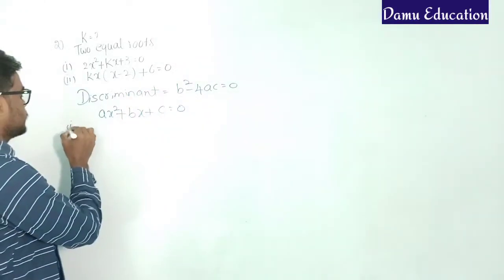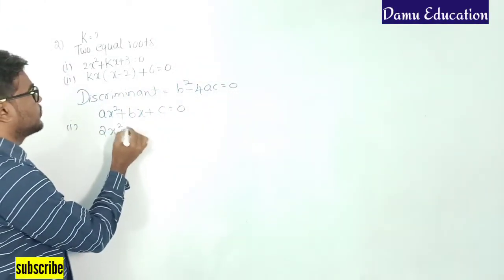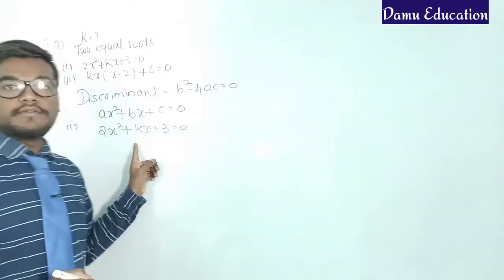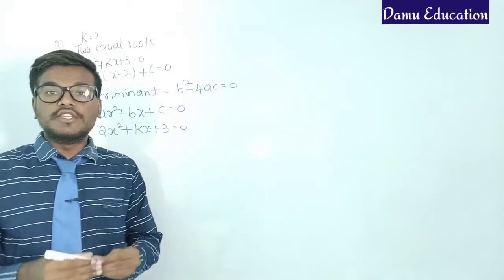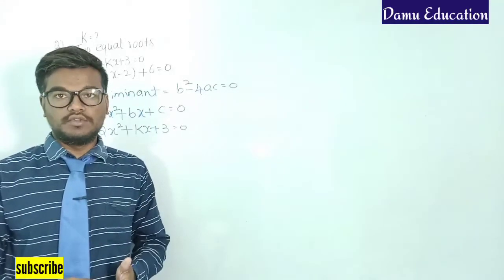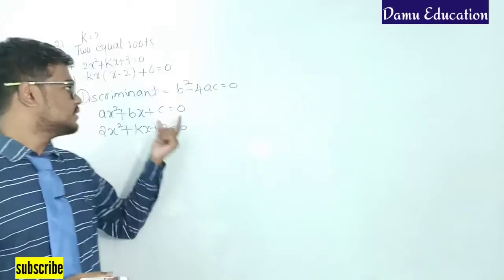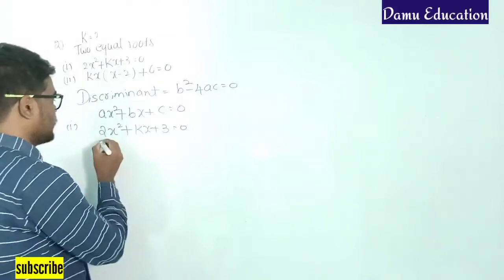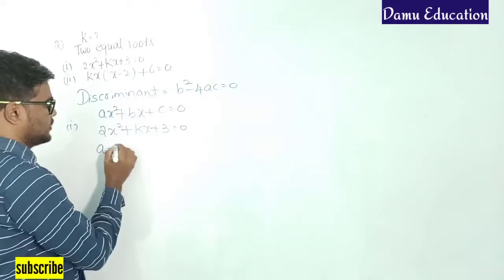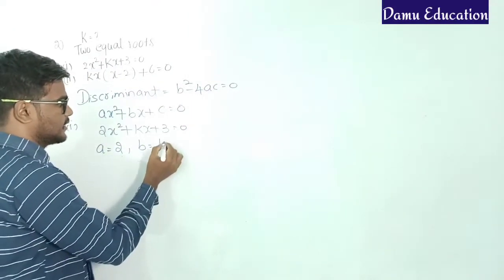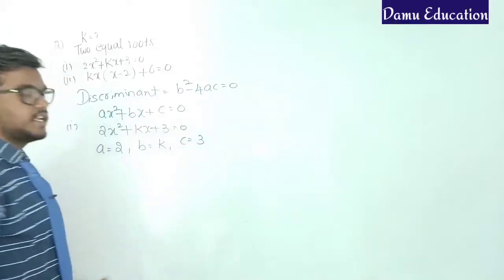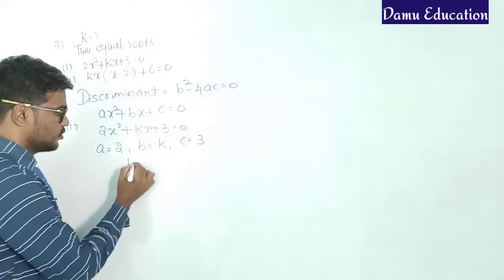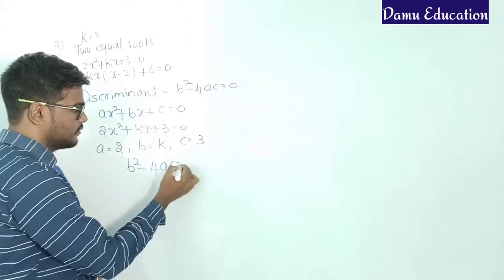So the first one is 2x square plus kx plus 3 equal to 0. This is our first expression. For two equal roots, we have to write that b square minus 4ac is equal to 0. Comparing, the value of a is 2, the value of b is k, and the value of c is 3. So the discriminant is b square minus 4ac, equal to 0.